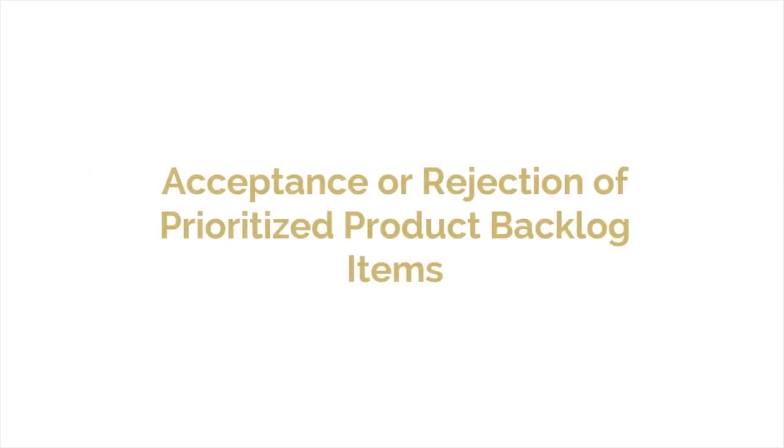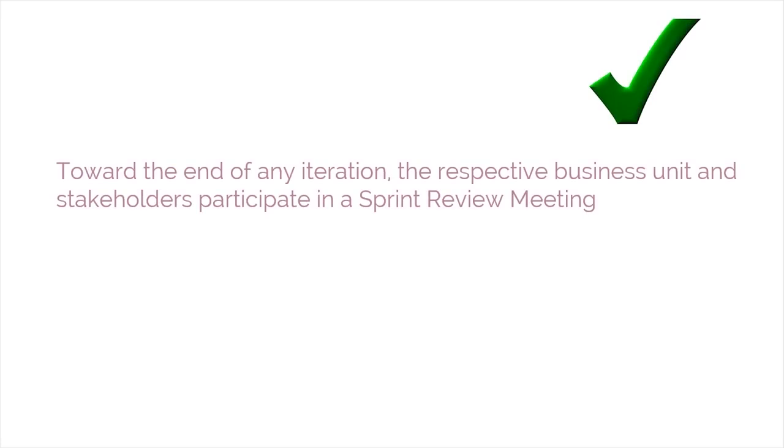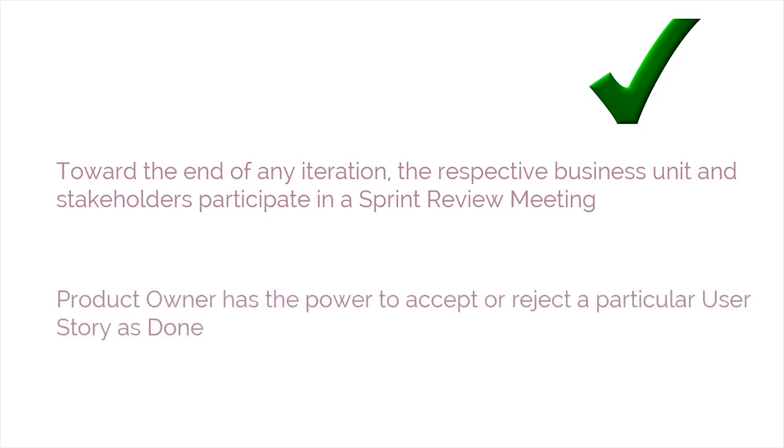Acceptance or rejection of prioritized product backlog items. Toward the end of a sprint, the respective business unit and stakeholders participate in a sprint review meeting. In the meeting, the Scrum team demonstrates the product increments to the product owner, sponsor, customer, and users. Product owner uses the agreed acceptance criteria to accept or reject a particular user story completed in the sprint. Particularly, completed user stories are rejected as not done and moved back into the prioritized product backlog.